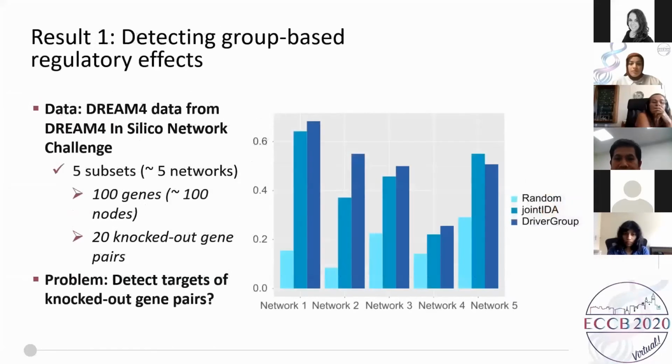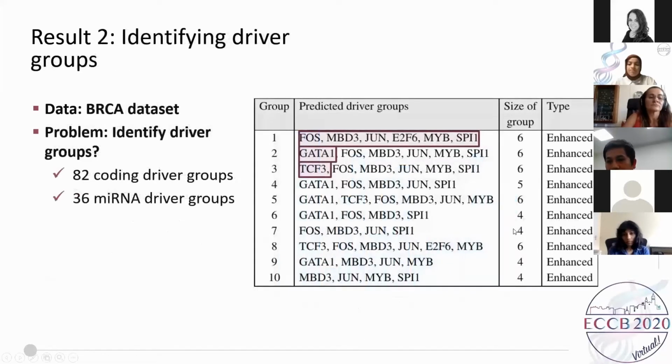We use the data from the DREAM4 In Silico Network Challenge. This data includes 5 networks, and each network has 100 genes and 20 knockout gene pairs. And we detect the targets of the 20 knockout gene pairs. We compare the performance of the driver group with the performance of CHOICE, RDI and the random method. As you can see in the figure, the performance of the driver group is better than CHOICE, RDI and the random group in the first 4 networks, and in the 5th network, the performance of the driver group is comparable to CHOICE and RDI and better than the random method.